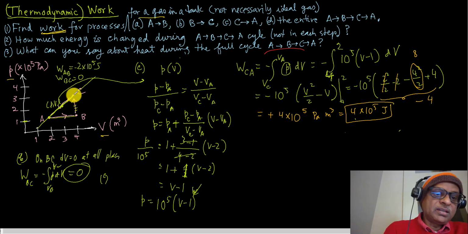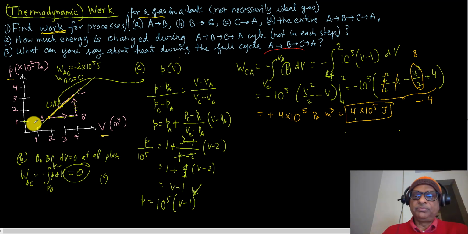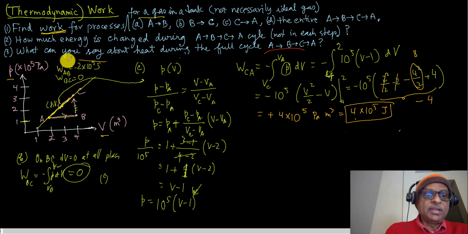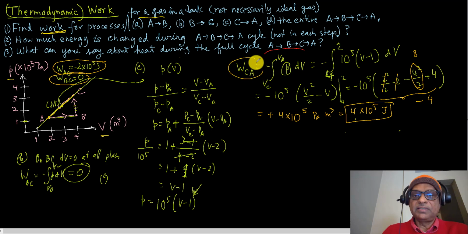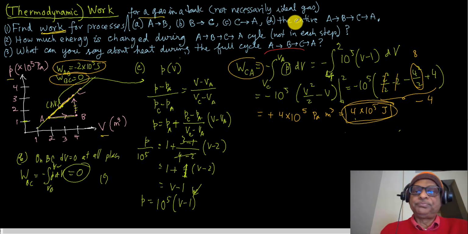So over here you have to do positive work. Over here you do negative work. So this is AB, this is BC, and this is CA. This number is CA. Okay, how about D?